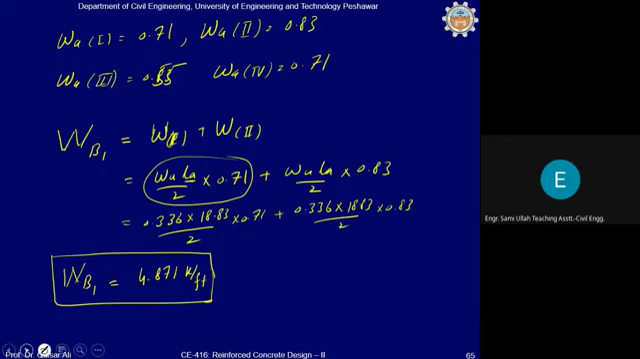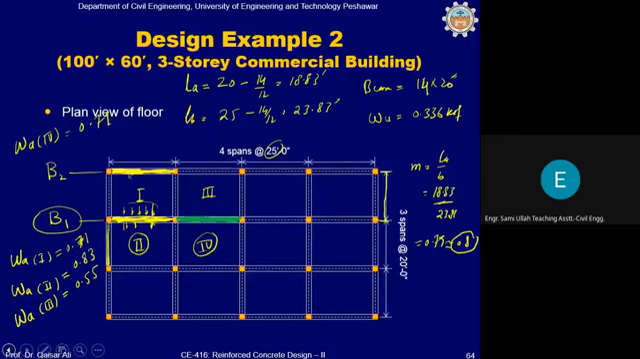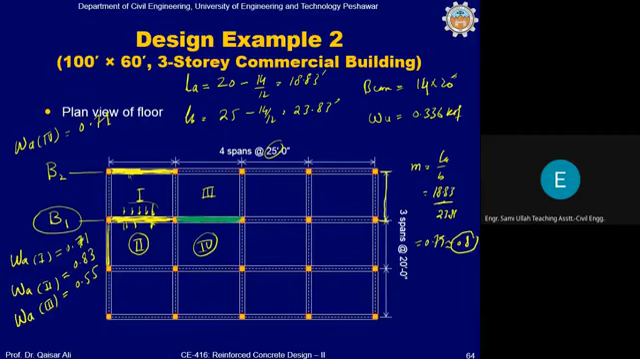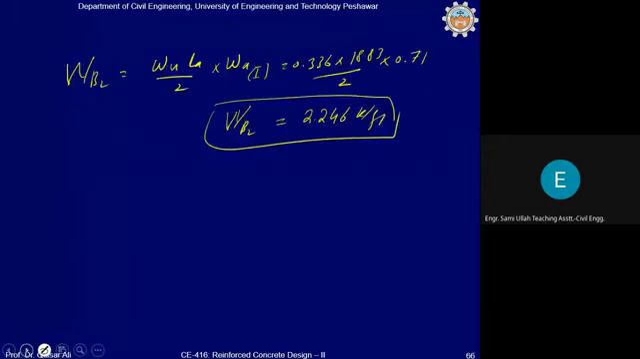Now coming to the load acting on the interior span of B1. This span. So some of the load will come from panel 3 and some of the load will come from panel 4. So you can calculate it from this. Again, this is WB1, but this is the interior panel.